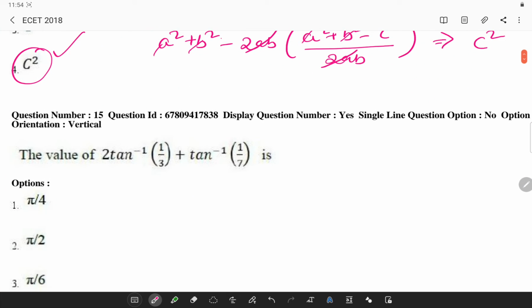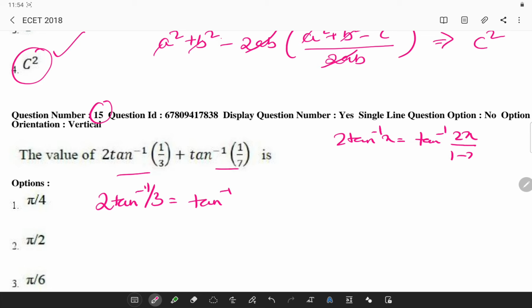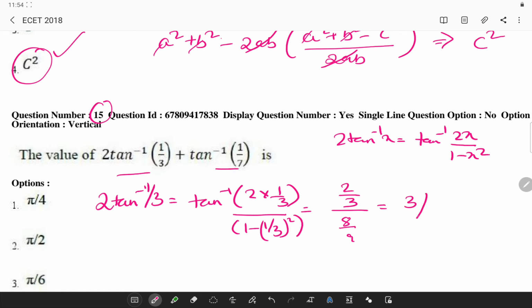Now the next question is 2 tan inverse x plus tan inverse 1 by 7. So I can simply write 2 tan inverse 1 by 3 as tan inverse, since 2 tan inverse x is tan inverse 2x by 1 minus x square. So if I substitute the values, tan inverse 2 into 1 by 3 divided by 1 minus (1 by 3) whole square, I get 2 by 3 divided by 9 minus 1, 8 by 9, which is 3 by 4.